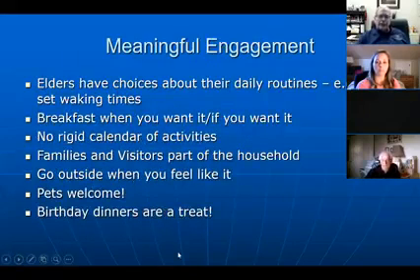Next slide. Meaningful engagement. Again, what makes this different from an institution? Elders have choices about their daily routines. So there are no set waking times. Breakfast basically happens when you wake up. Why should we compel somebody who for the first 80 years of their life never ate breakfast?